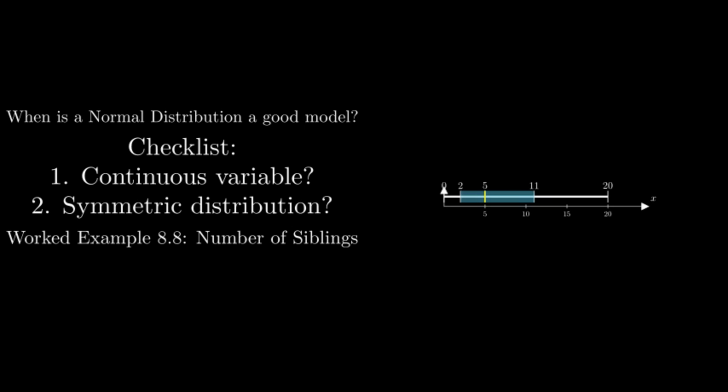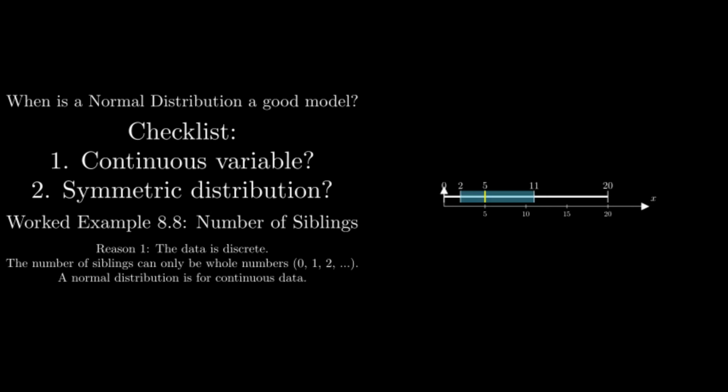Take a moment to think about our checklist. What's the first problem you see? The first reason is that the variable, the number of siblings, is discrete. You can have 0, 1, or 2 siblings, but you can't have 1.5 siblings. The normal distribution is fundamentally for continuous variables that can take any value in a range.